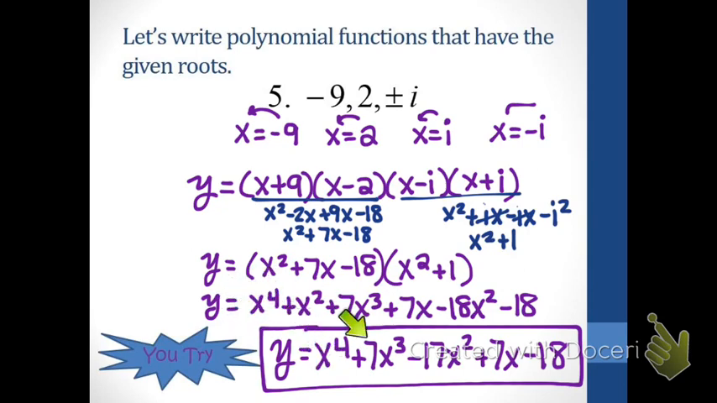So we have x to the fourth, 7x to the third. 1x squared minus 18x squared is minus 17x squared, plus 7x minus 18. And there's my answer. Make sure that you have a y equals or an f of x equals, or even if it's 0 equals, but it has to be an equal sign somewhere along the way.